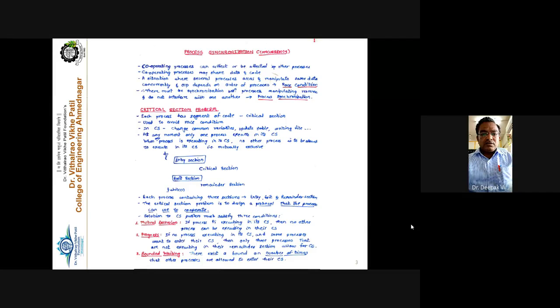So they run to get that resource. The process runs to get that resource, because until and unless that process gets that resource, it cannot complete its execution.